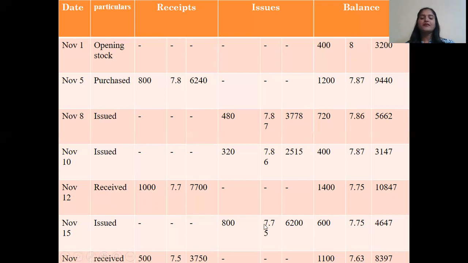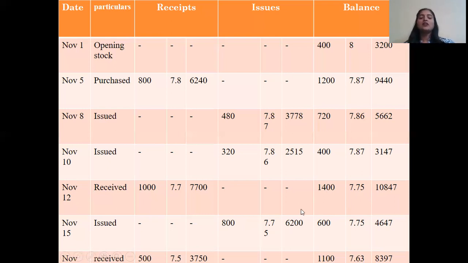Okay, what is the cost per unit? Already we have calculated the cost per unit. Take the same cost per unit here, 7.75. Now if you multiply 800 into 7.75, you get 6200.